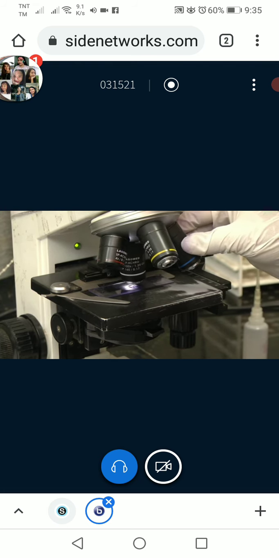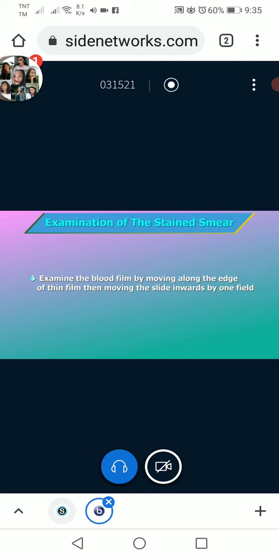Examine the blood film by moving along the edge of thin film, then moving the slide inwards by one field, returning in a lateral movement, and so on. Examine a minimum of 200 fields in a thin film.